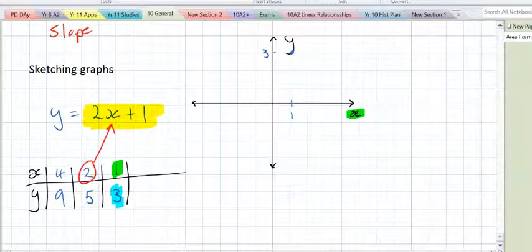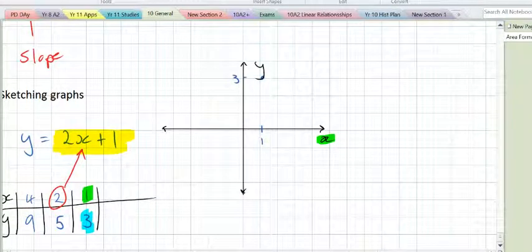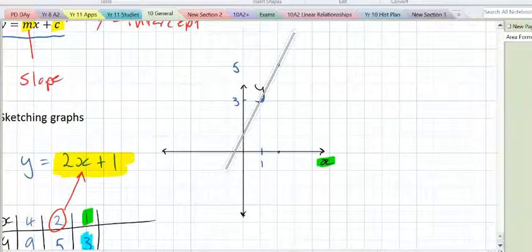And then you take one more point. For example, when x is 2, y is 5. And then you get a line and put it between those 2 points. And that's your line.